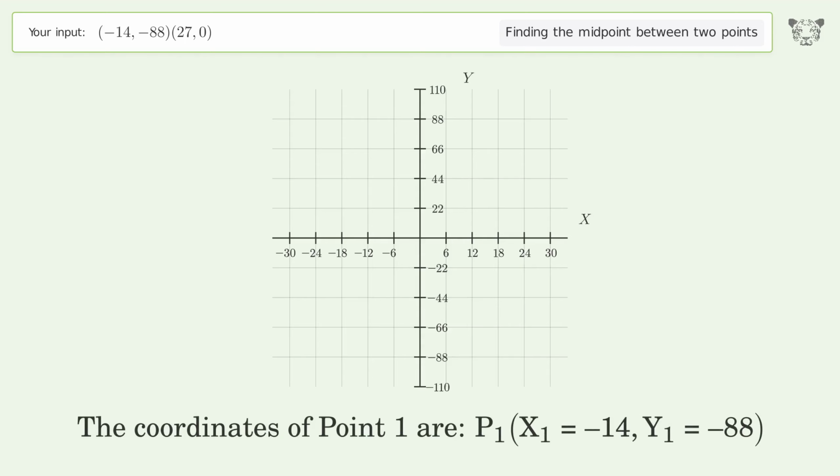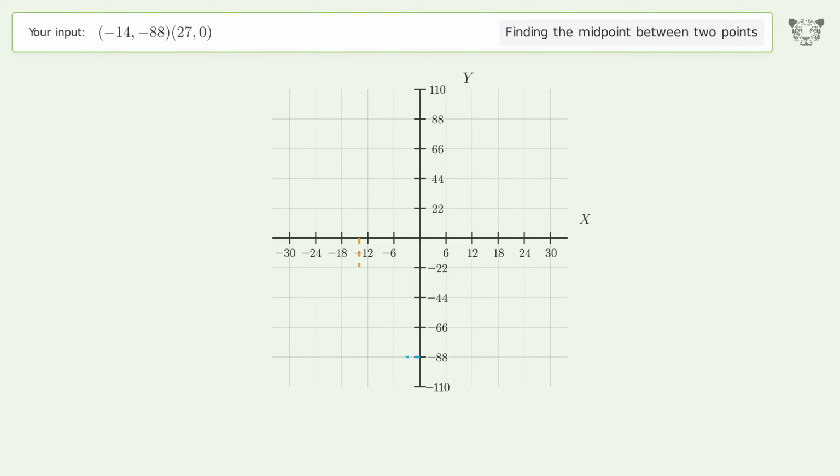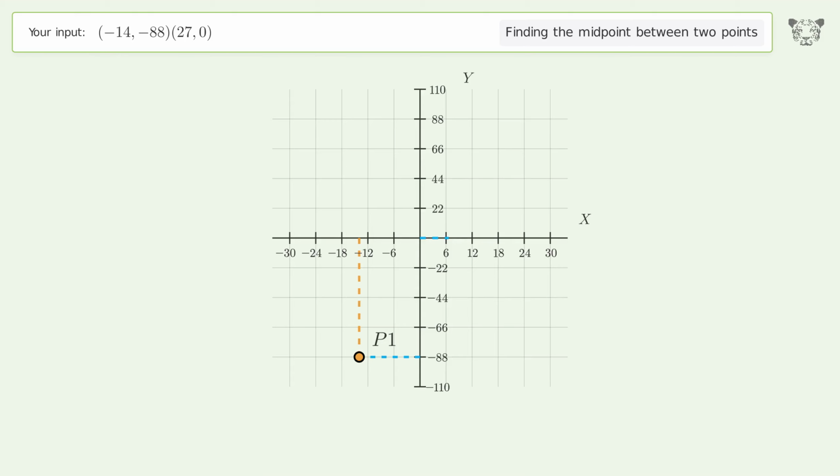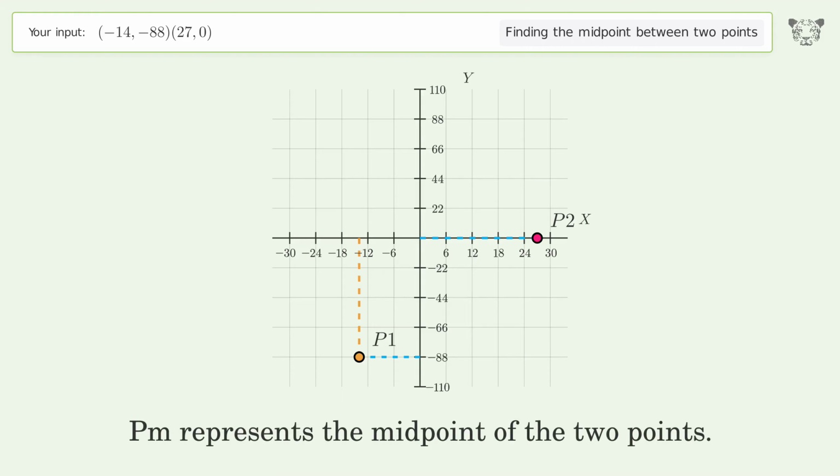The coordinates of point 1 are, x1 equals -14, y1 equals -88. The coordinates of point 2 are, x2 equals 27, y2 equals 0. PM represents the midpoint of the 2 points.